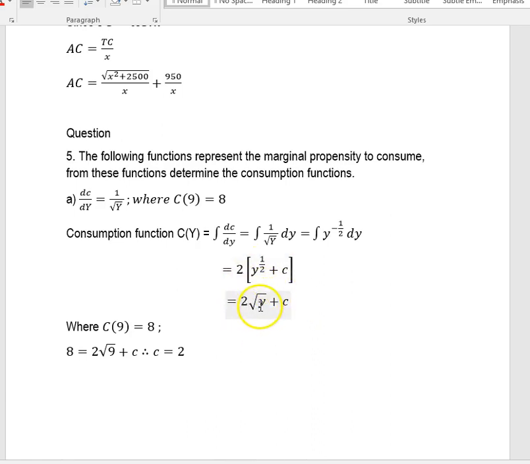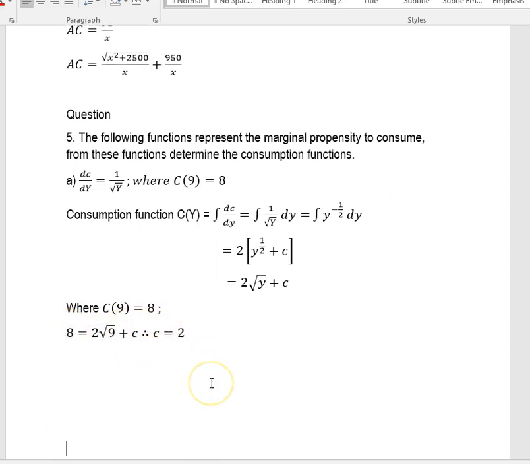Now we've not finished. Don't forget, you are told that C of 9 is 8. It means income there, which is our disposable income, is 9. So in essence, wherever I see y there, I put 9, which is my income, and then equate it to 8, because that's what they told us there. And then you can solve for c. This gives us root of 9, which is 3, times 2, 6. Subtract that 6 from 8, and it gives you c as 2.